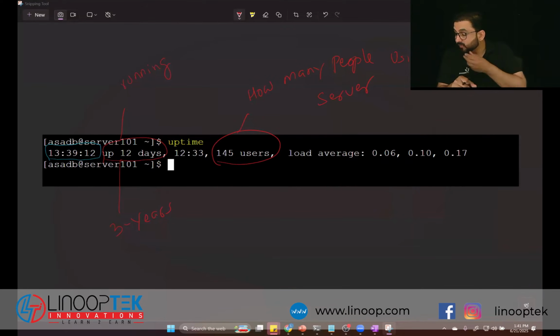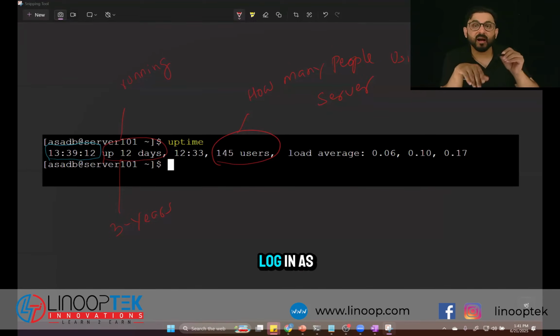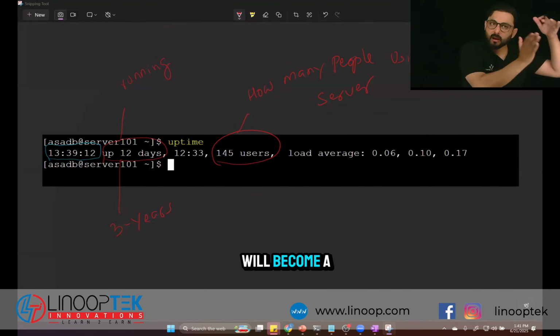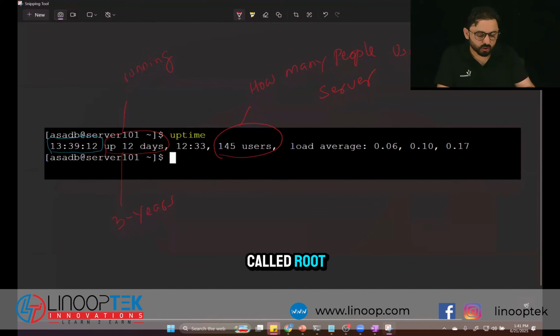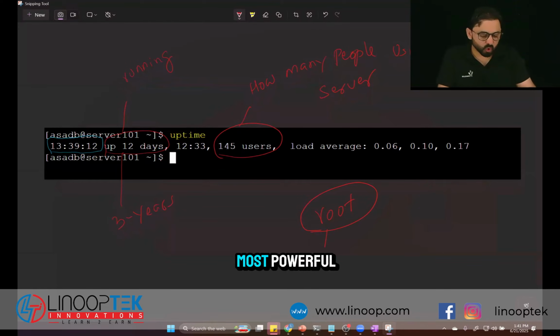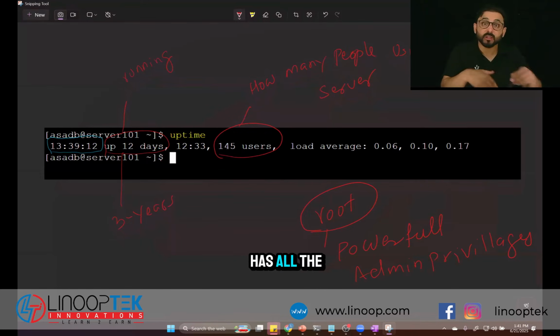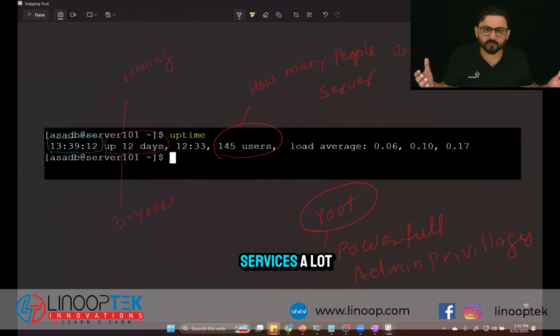Okay. When you are at work, very good question asked by Yusuf. When you go to work, you will always log in as a regular user, and then you will become another account called root. Root user in Linux is the most powerful. It has the admin privileges. That means it has all the powers. It can delete users, it can shut down the system, it can remove any directory, it can stop services.